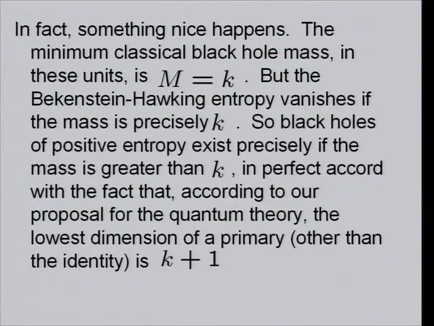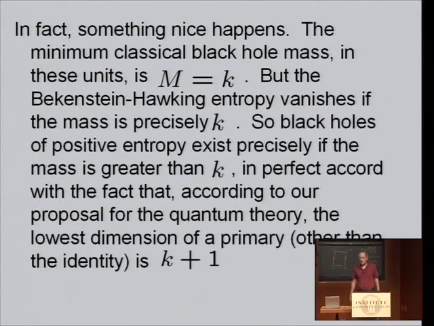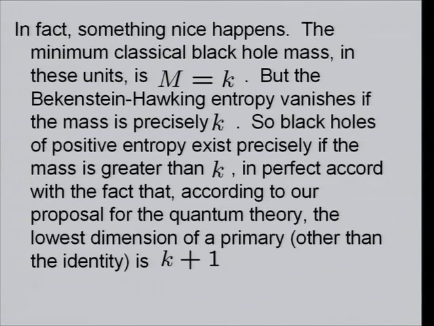In fact, something nice happens. The minimum classical black hole mass in these units is k. But the Bekenstein-Hawking entropy vanishes if the mass is precisely k. So classically, black holes of positive entropy exist precisely if the mass is greater than k, which is in perfect accord with the fact that, according to our proposal, the lowest dimension of a primary other than the identity is k plus 1.